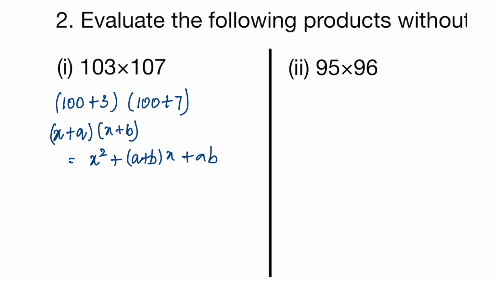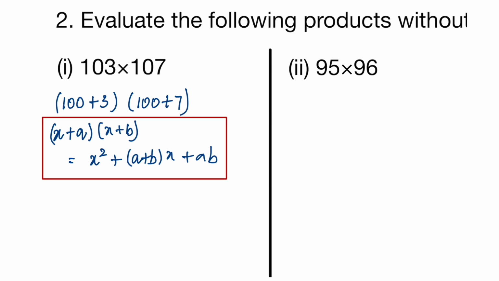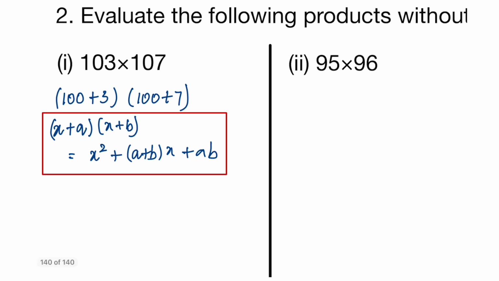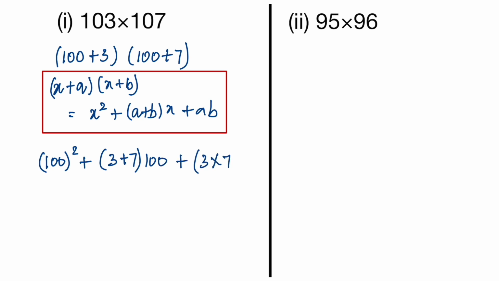Okay, in the previous question as well, we have solved I think 1 to 3 questions using this identity. So it's the same identity. Instead of x you have 100, and instead of a you have 3, instead of b you have 7. Okay, so you are just going to evaluate it. So right away with the RHS, 100 squared, x squared is 100 squared plus a plus b. A in this case is 3 and B in this case is 7. So A plus B into X, which is 100, plus A into B, so 3 into 7.